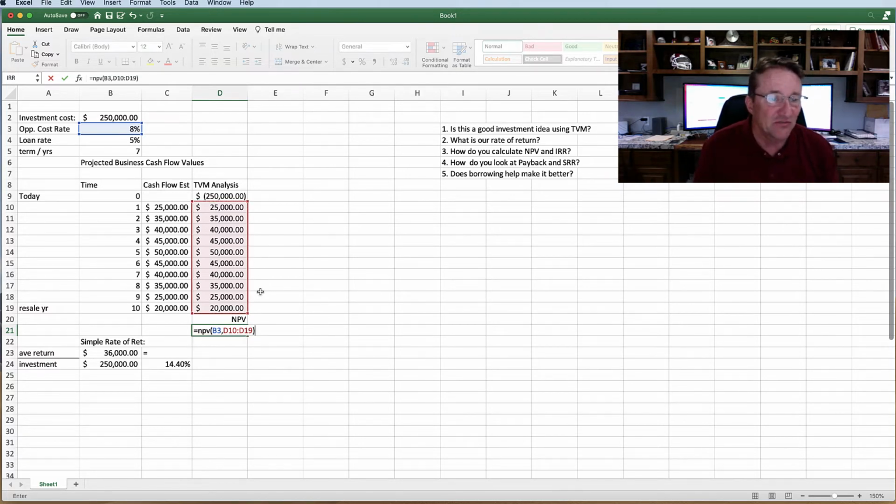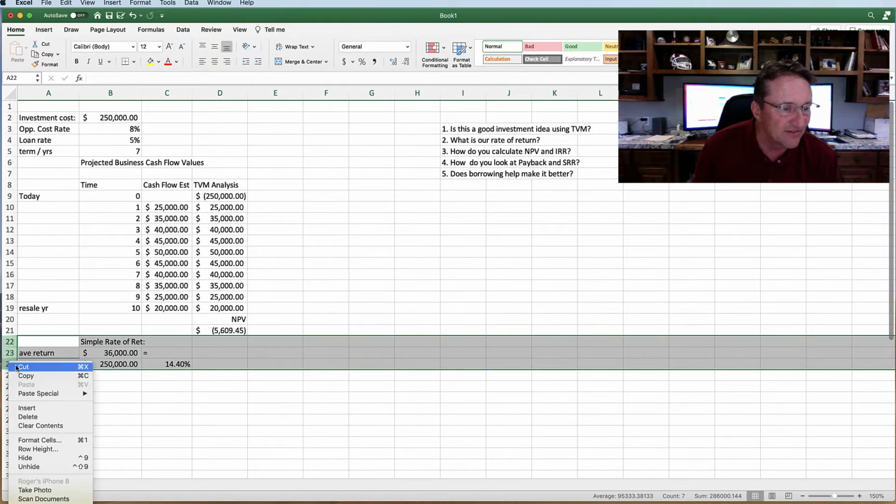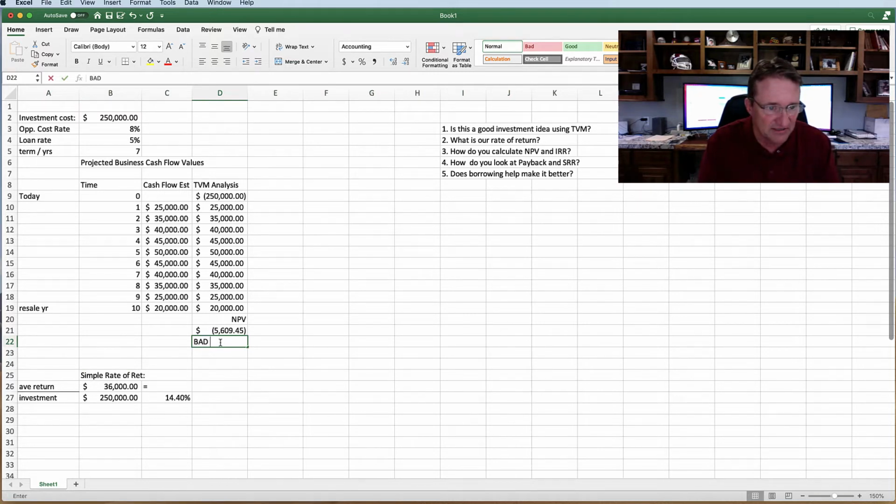And then the last thing you've got to do is add to it how much money you have to pay up front, which is already a negative. So if I hit enter, I actually get the same answer as I got a while ago. It's negative 5,609. So the answer is this is a bad investment. And the reason why is because it is negative value. Negative dollars, I should say. So that's kind of the idea about net present value.